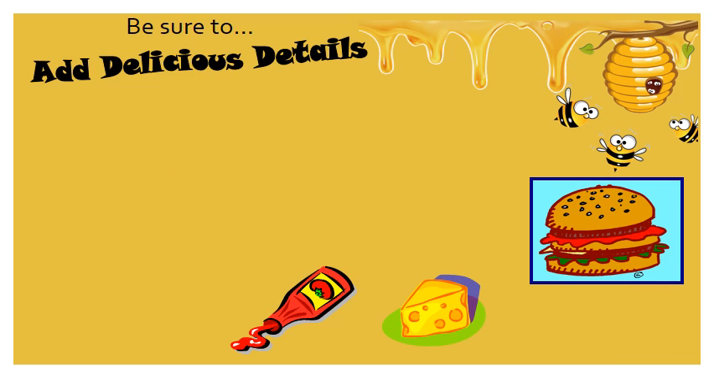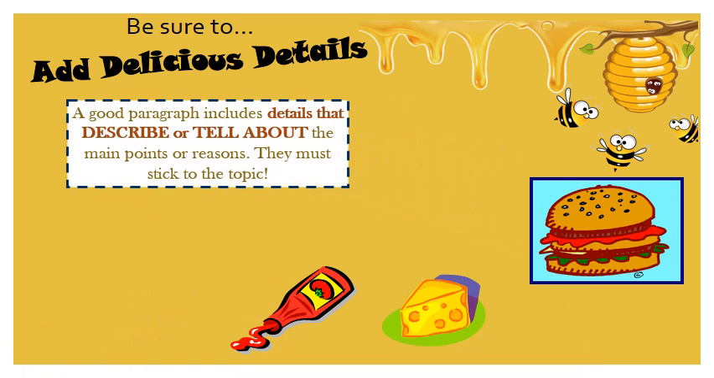Be sure to add delicious details. What do I mean by adding delicious details? A good paragraph includes details that describe or tell about the main points or reasons. They must stick to the topic. That's what we mean by delicious details.